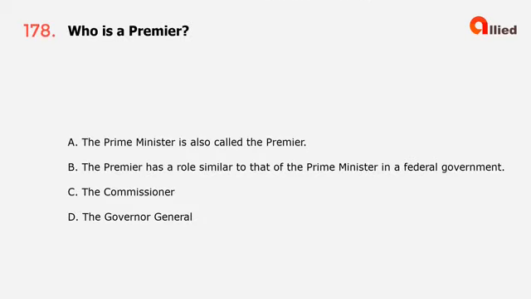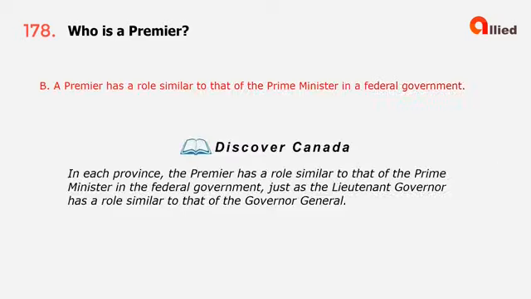Question 178. Who is a premier? A. The Prime Minister is also called the Premier. B. A premier has a role similar to that of the Prime Minister in a federal government. C. The Commissioner. D. The Governor General. The answer is B. A premier has a role similar to that of the Prime Minister in a federal government.